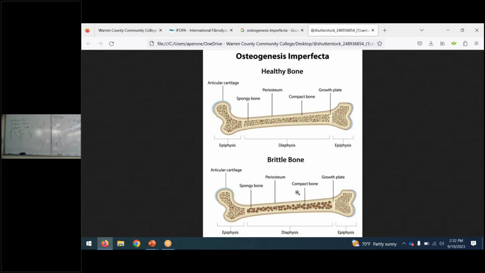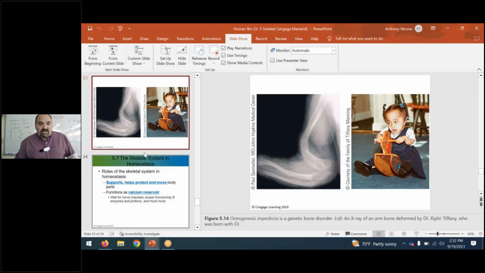So just looking at that as far as osteogenesis imperfecta, you're seeing here the arm bone, the humerus. This has been deformed with that process there, osteogenesis imperfecta. Okay. So finishing up this chapter here, just a couple more slides.